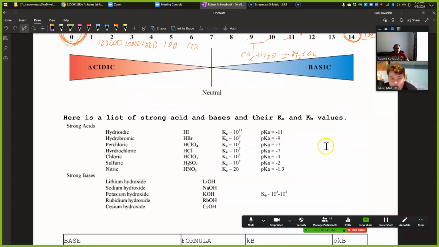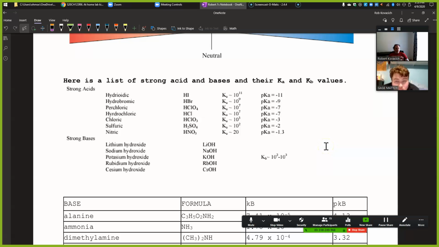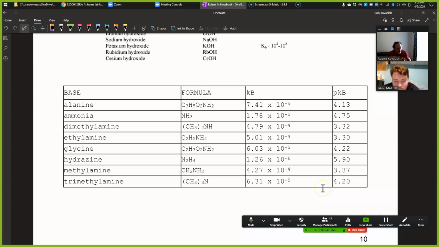Why is nitric at 20 instead of 10 to the something? Because that's what its number is, 20. These values are for weak bases. Yep. So these are all KBs. Why does that say KB? Should be a capital K and a lowercase b, but whatever.